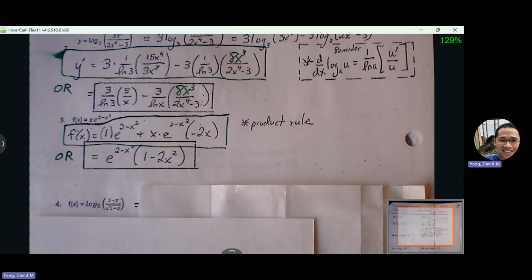All right, number 4, what would you do first? Oh, yeah, log property. Let's get that messy u value split up into multiple log terms, and our derivative will be a lot more manageable after that.